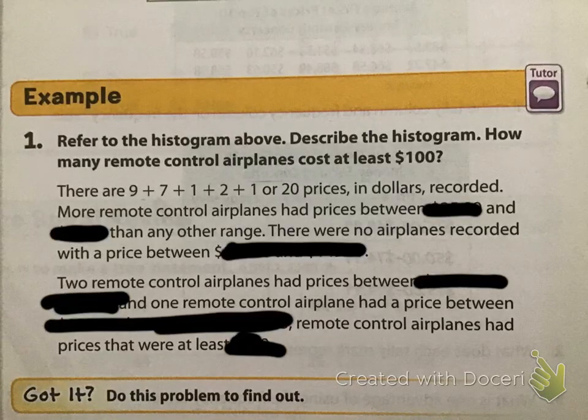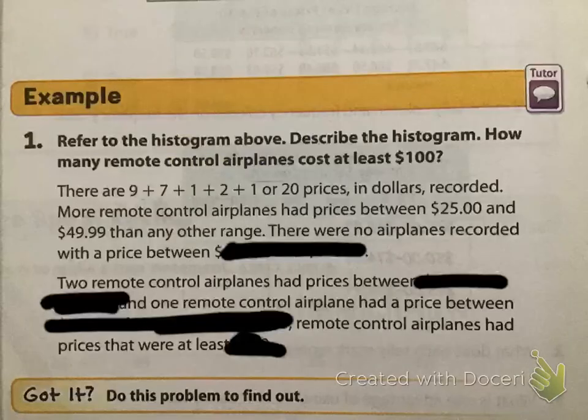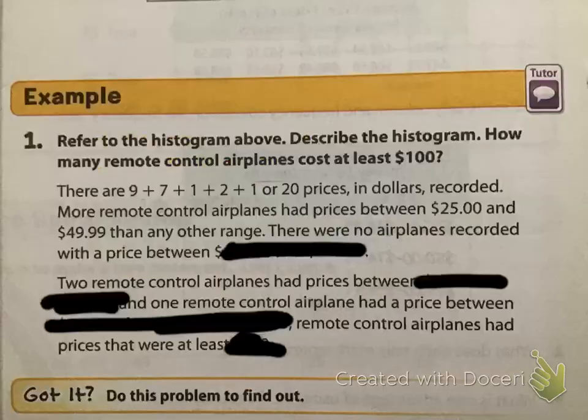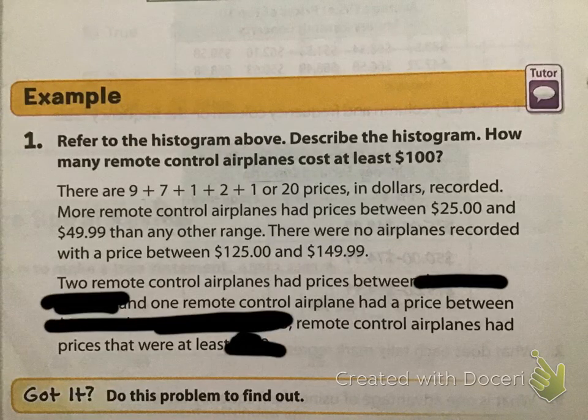Now, more remote airplanes had prices between the $25 and the $49.99. We exactly saw that in this plot right here. This one's a different histogram than the one before. We saw it's the biggest. There were no airplanes recorded right here, there's 0 between $125 and $149. So that's what we're using our histogram for.